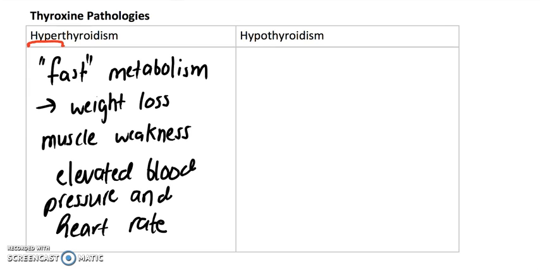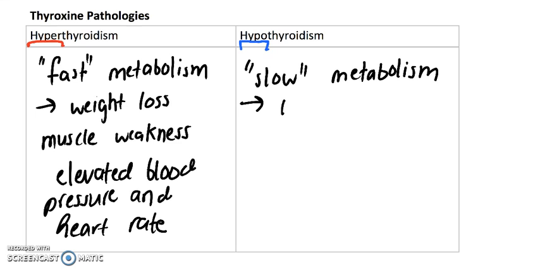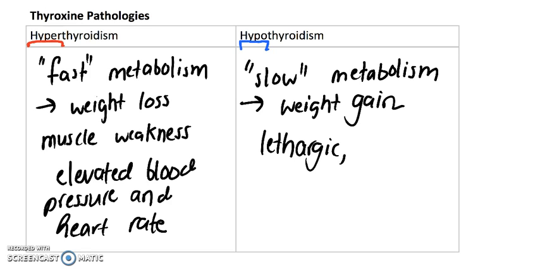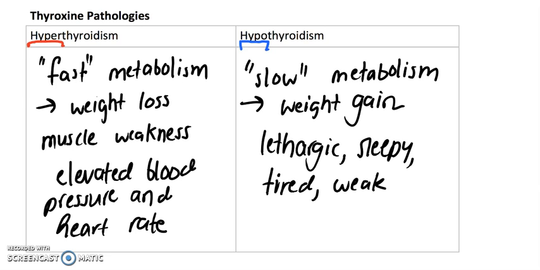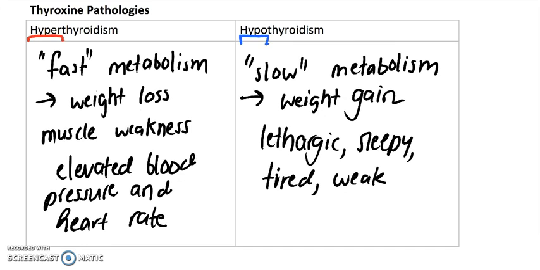Hypo means you don't have enough, but in a pathological and dangerous amount. Here you would have a quote-unquote slow metabolism. This is where your body cannot break things down fast enough, so this can lead to weight gain. And people with this condition will be lethargic, sleepy, tired and weak. So that's the metabolic consequences for thyroxine.